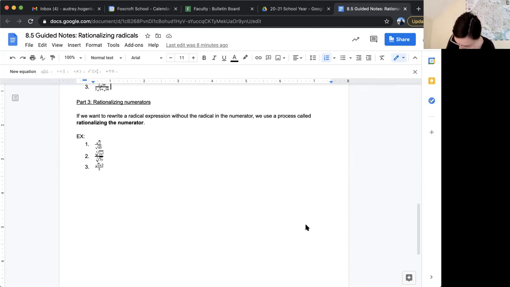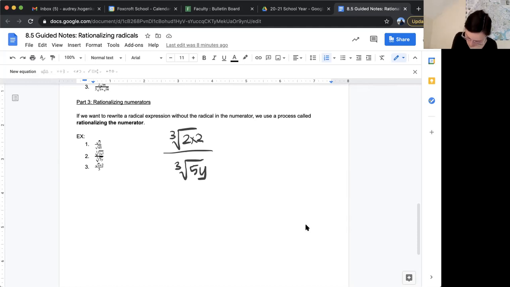Next up, we have the cube root of 2x squared over the cube root of 5y. All right, let's take a look at this guy. So the numerator and denominator of this expression are already simplified. There's nothing we can do with the cube root of 2x squared or the cube root of 5y to simplify it more. So in order to rationalize the numerator, we multiply the numerator and denominator by a factor that will make the radicand a perfect cube.